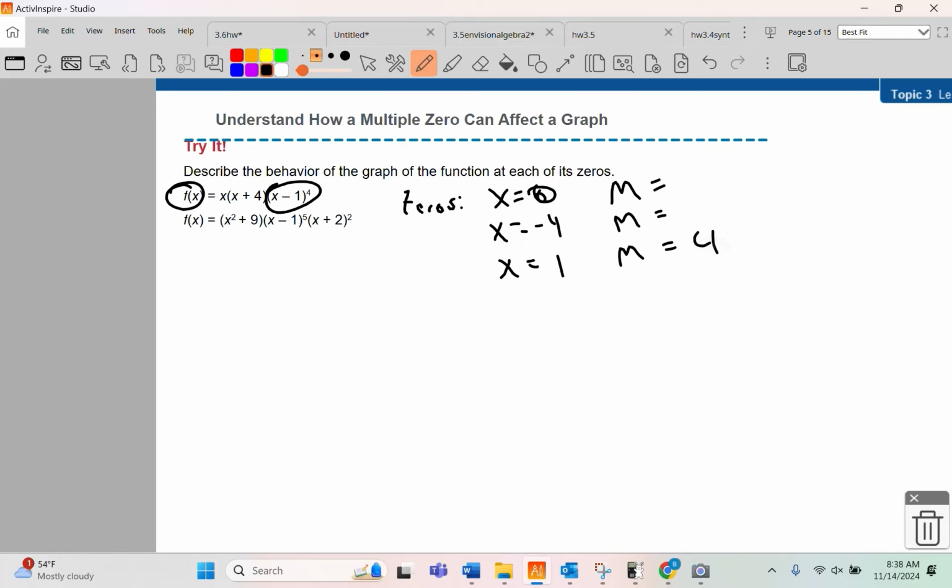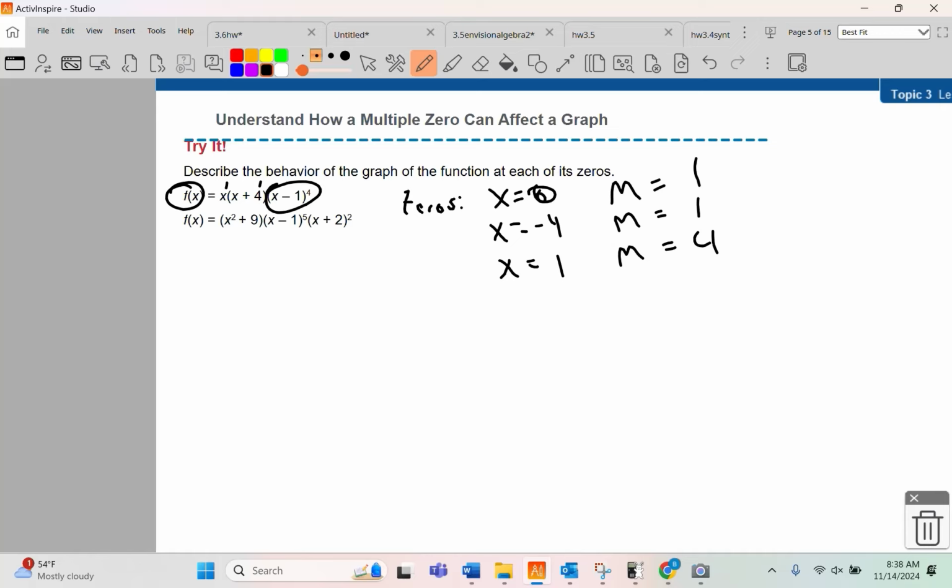All right, x equals -4. By that factor, x plus 4. What's the understood exponent? A 1. So what's the multiplicity? 1. And this guy right here, just x. What's its understood exponent? So what's the multiplicity? 1. Now, I'm supposed to talk about behavior.